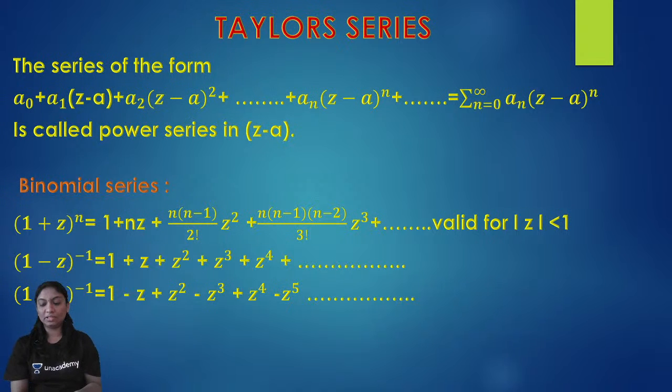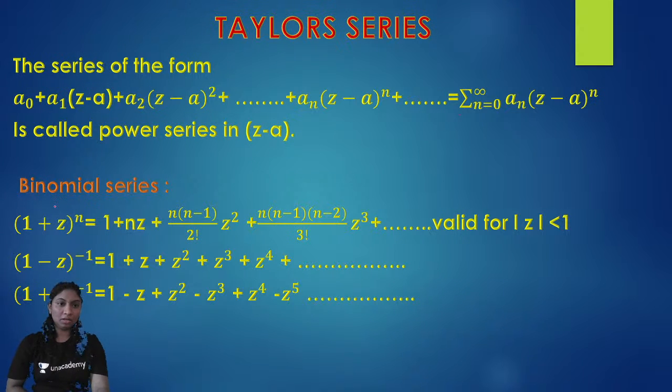Now, let's start our actual topic, that is Taylor series. Now see Taylor series, let a0 plus a1 into (z minus a) plus a2 into (z minus a) squared plus and so on, plus an into (z minus a) raised to n plus and so on, which is equal to summation n varying from 0 to infinity of an (z minus a) raised to n. This is called the power series in z minus a.